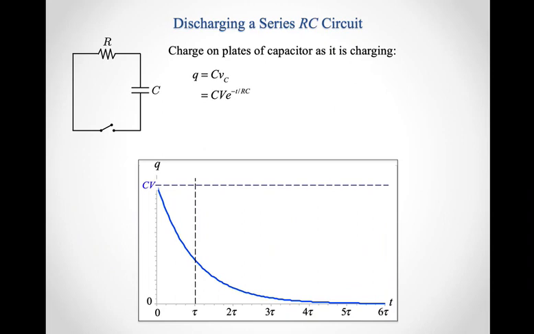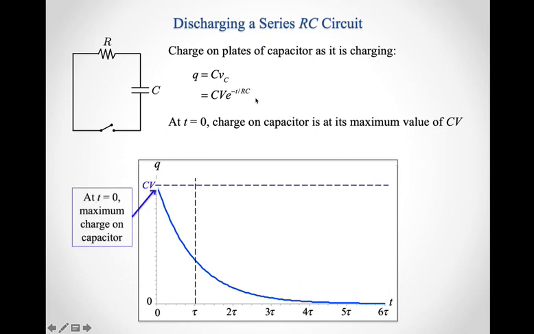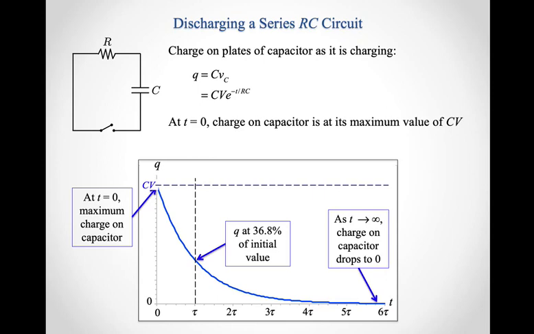All this is happening, of course, because charges are leaving the plates. And so what we see is for the charge, it also decays. And it decays in exactly the same way as all these other functions. So it starts with the maximum charge on the plate. At t equals 0, the charge on the capacitor is at its maximum value of CV, but then that's going to decay exponentially. It drops to 36.8% of its maximum value after one time constant. And again, wait long enough, the capacitor will have fully discharged, which means that there's no charge left on the plates.